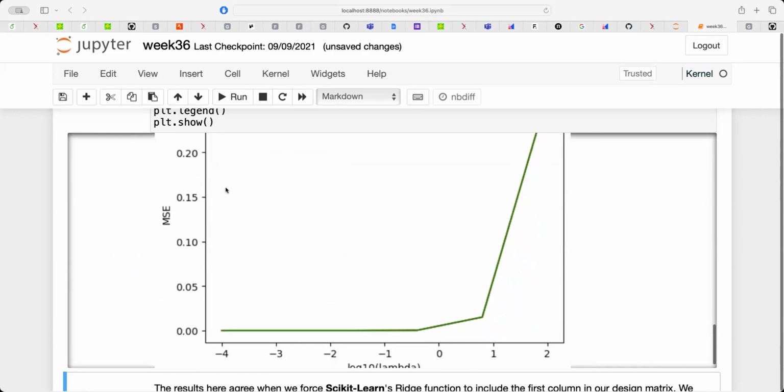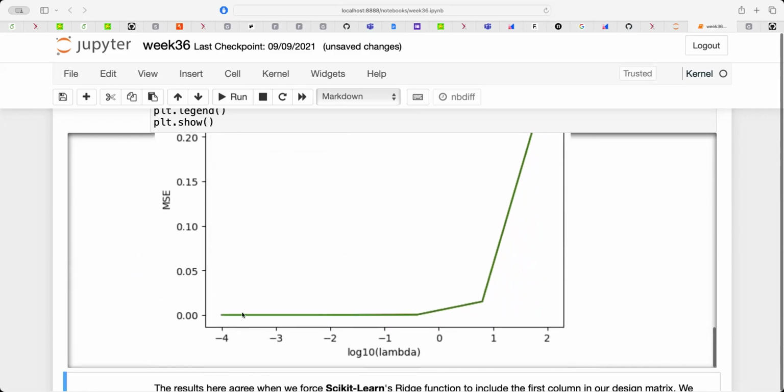And you see that the two agree. So on the x-axis, I have log 10 of lambda. And you see now that for very small values of lambda, what I'm getting is a mean squared error, which is basically 0. Actually, in this case, the mean squared error, which I'm calculating with ordinary least squares, is close to 0 with that polynomial. And you see that here.